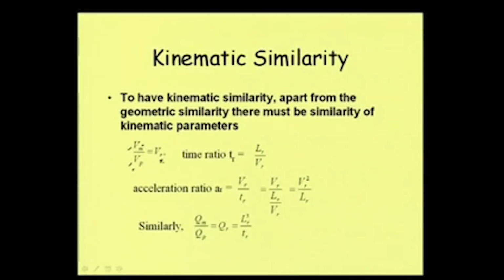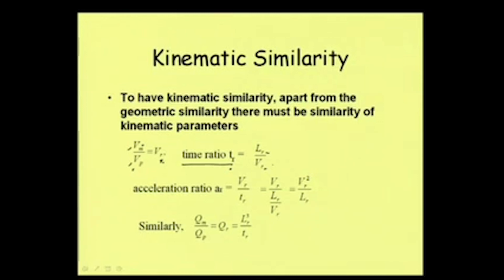Now, once we have the velocity ratio, and we have the length ratio already, we can have the ratio of some other parameter, like time ratio. We know that time is nothing but length by velocity. So, what will be the time ratio? Time ratio is length ratio by velocity ratio.